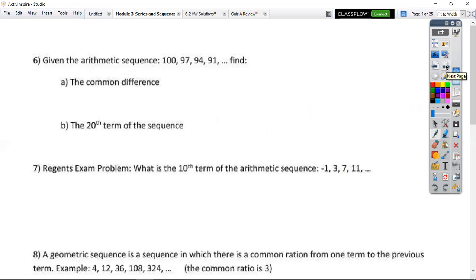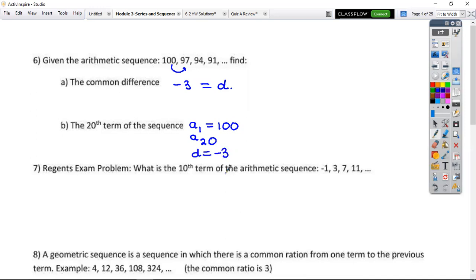So number 6, you don't need a ton of space whatsoever. The common difference. How do I get from 100 to 97 to 94? What are we doing here? Yep, minus 3. Find the 20th term. So I'm going to pull the a sub 1 is equal to 100. I am looking for the 20th term. And we know d is equal to -3.